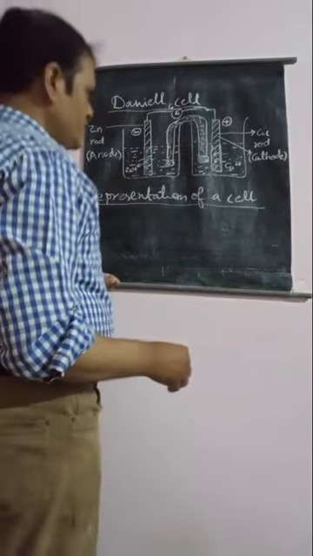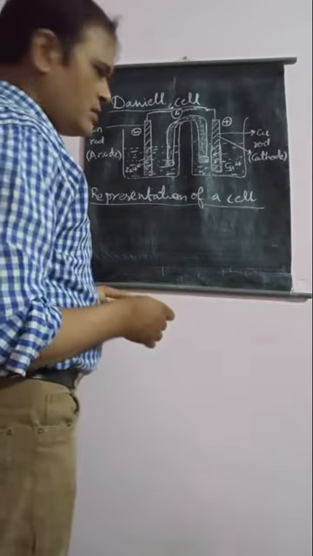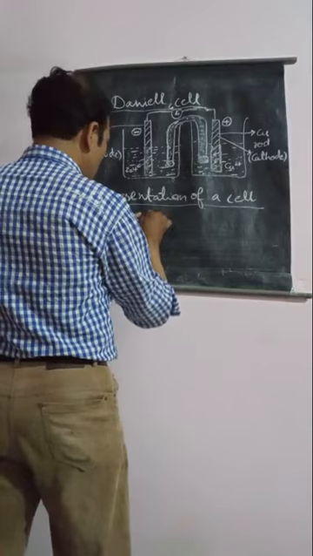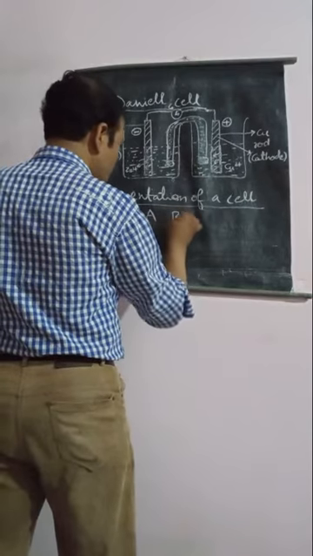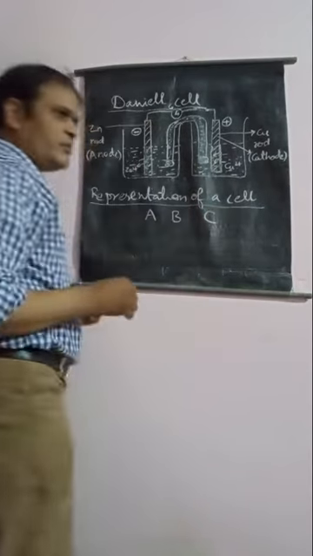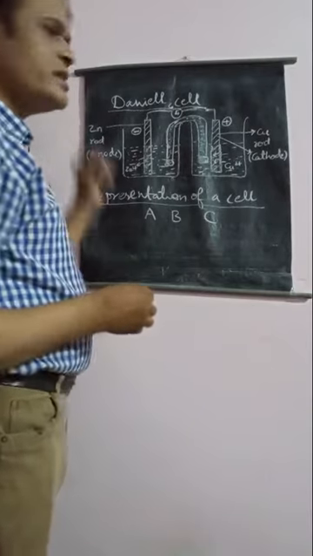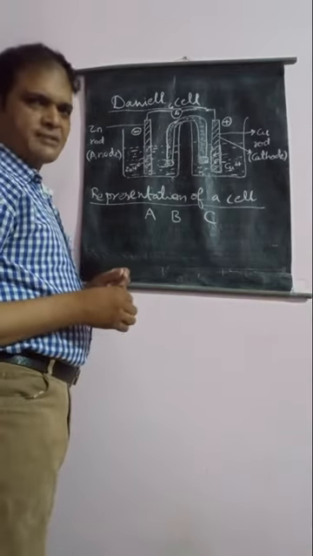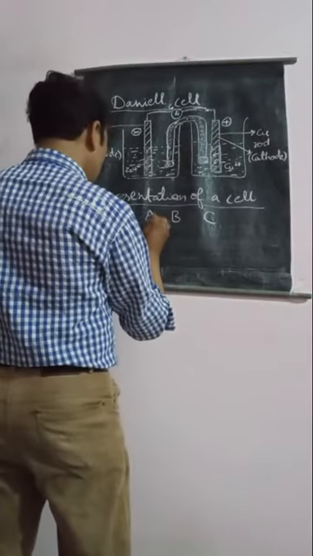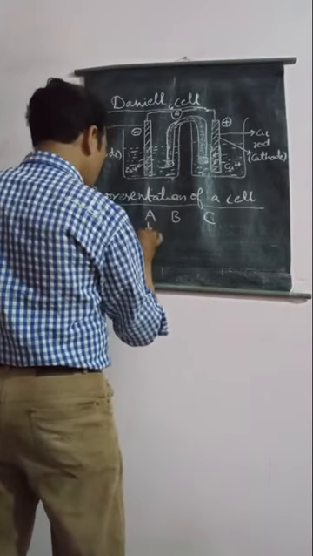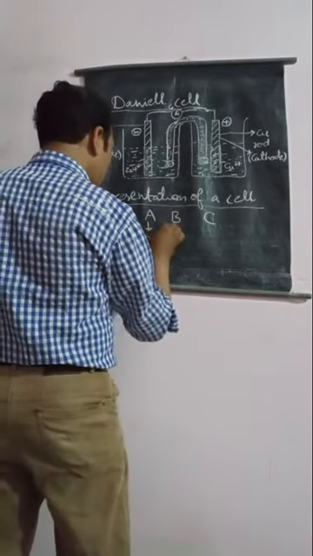In the representation of a cell, we generally use particular symbols, like A, B and C. You can use these three letters for the representation of a Daniell cell or any kind of electrochemical cell. Here A means anode, B means the bridge, and C means the cathode. So we use the symbols ABC: anode, bridge, cathode.